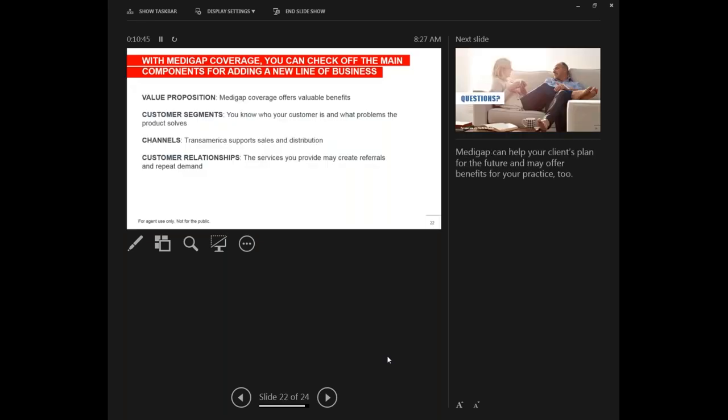So a Medicare supplement is going to offer valuable benefits. Your clients have this need if they're over 65. This is a conversation they need to be having. So if you have clients that are in this age group, this is an easy conversation to get your foot in the door or to come back to clients you've already worked with.